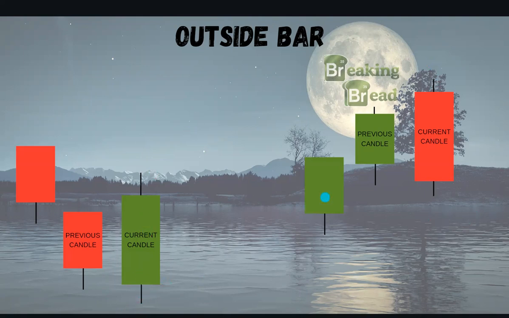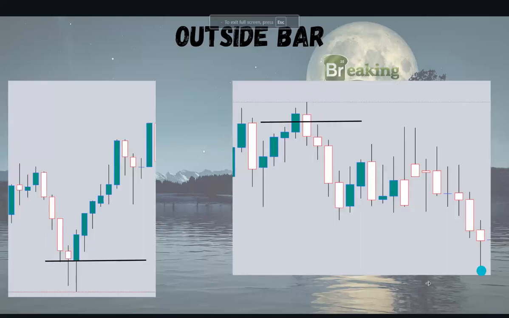So this is why I look for a red outside bar at the top of an uptrend, and that's why I look for a green outside bar at the bottom of a downtrend move. So now let's look at that on a chart.